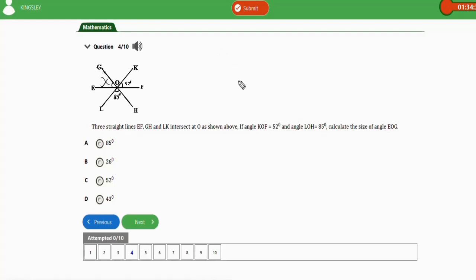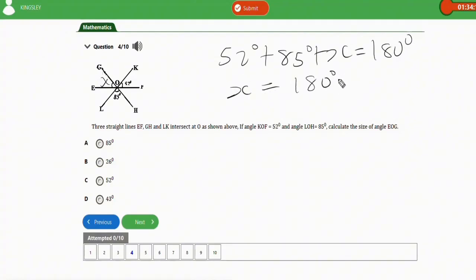Now, the sum of angles on a straight line is 180 degrees. So to get the size of the angle EOG, it will be 52 degrees plus 85 degrees plus x equals 180 degrees. Make x the subject of the formula. x will be 180 degrees minus 85 degrees minus 52 degrees.